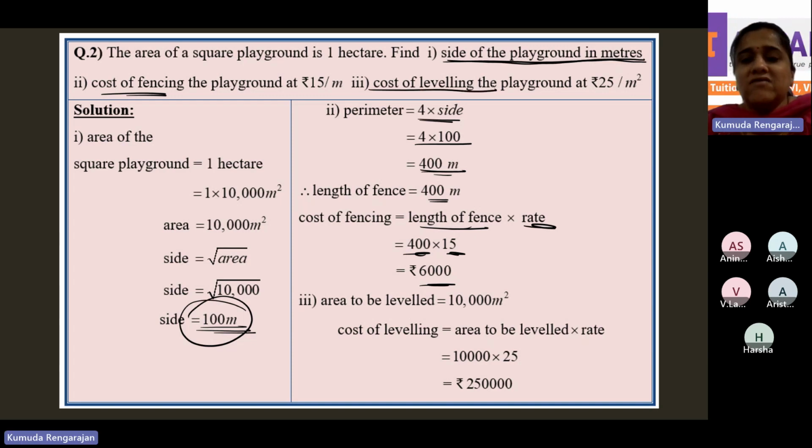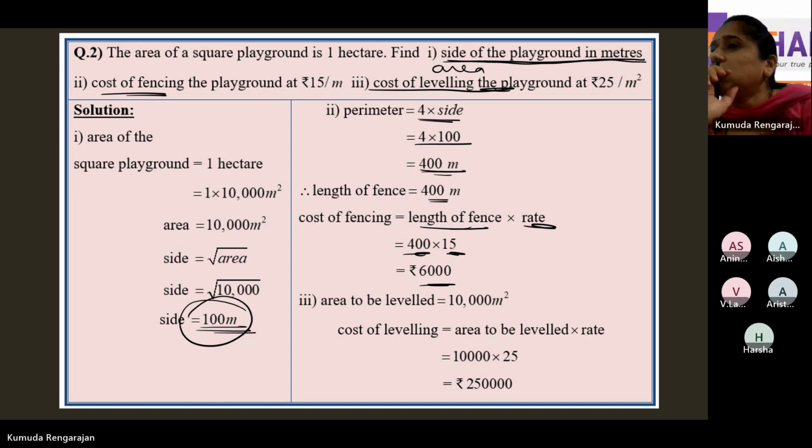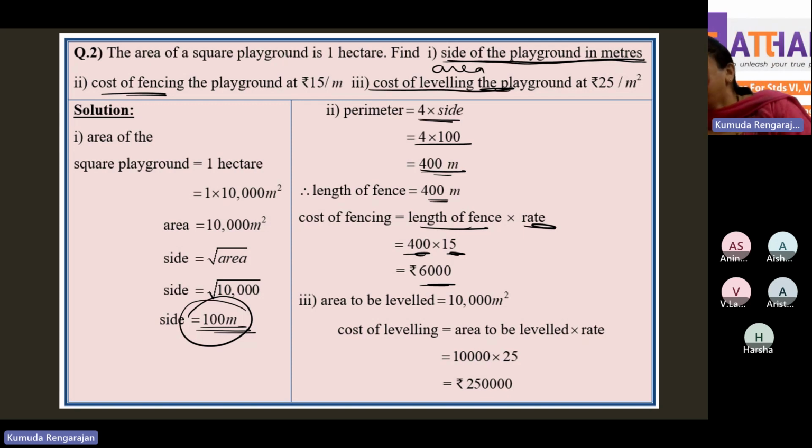Cost of leveling. Leveling activity is done in the area of the field. Fencing is done along the boundary. Fencing activity is along the boundary or the perimeter part of the field. But leveling is, you have to get inside the field. So leveling is area of the field. Fencing is the boundary, perimeter. So cost of leveling will be area into rate. Cost of fencing is perimeter into rate.